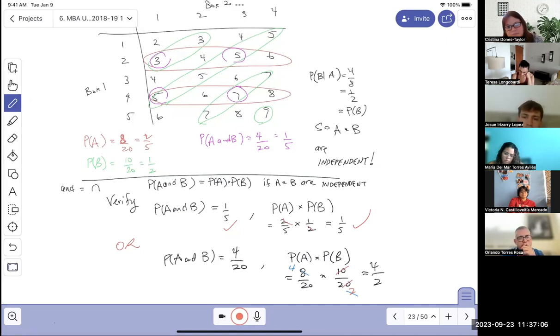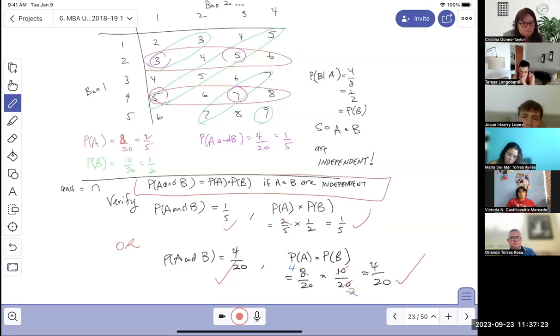Again, either way, you've proven that the probability of A and B is just A times B. So that's how you can prove independence. Check if this holds true. Verify. Sorry, I copied the wrong one. Thank you.